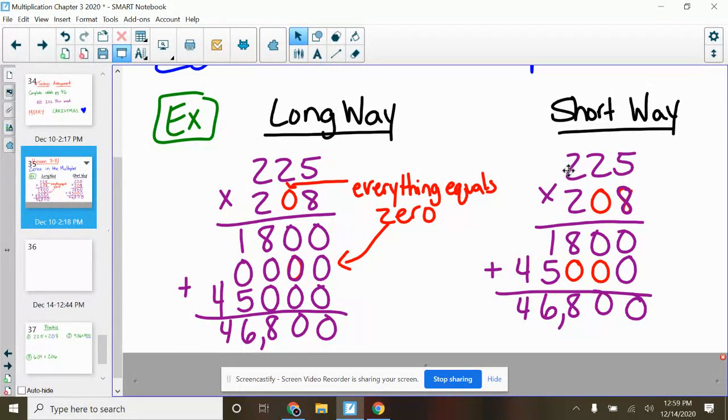Okay, so as you notice, my problem didn't change. It was 225 times 208, and I kept my 0 red so that you could still see that 0 inside the multiplier. When I multiplied my 8 by everything at the top, you'll notice I got the same thing, 1,800. I got that same partial product right here at the top because I didn't do anything different yet. So the next place is where the different step, or the shortcut, is going to happen.